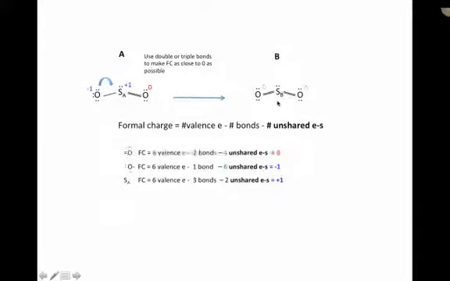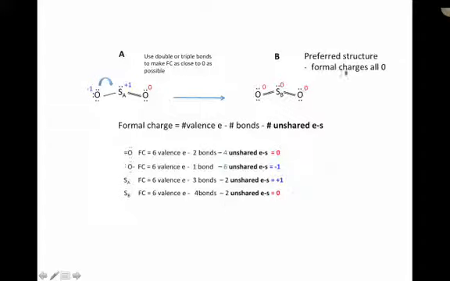And if I check my formal charges, those two double bonded oxygens would be 0, as I calculated before. And then for my sulfur, it would also be 0 because I have 6 valence electrons minus 4 bonds, the two double bonds, and 2 unshared electrons. And so I would get a preferred structure here with formal charges all 0.